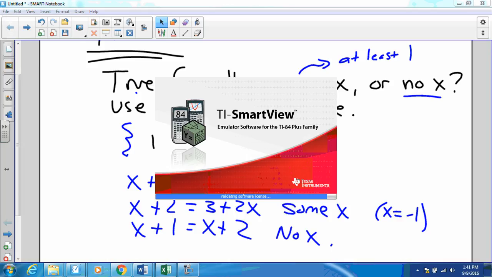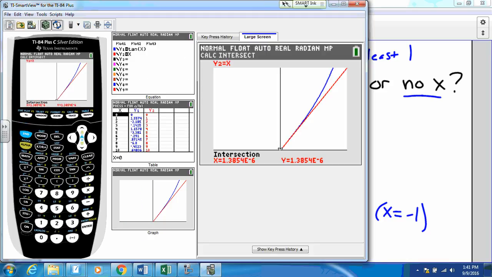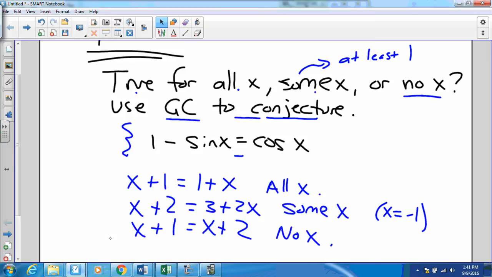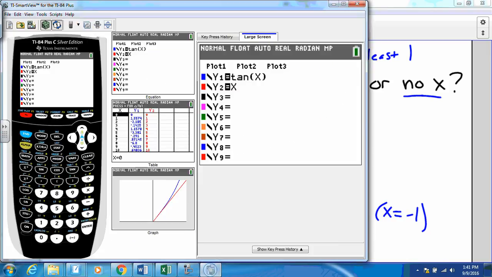What's the definition of a conjecture? A conjecture is a guess. Usually we want our conjectures to be a good guess, otherwise we're wasting time. So I believe it's 1 minus sine x, is that right? Okay. 1 minus sine x, yeah.